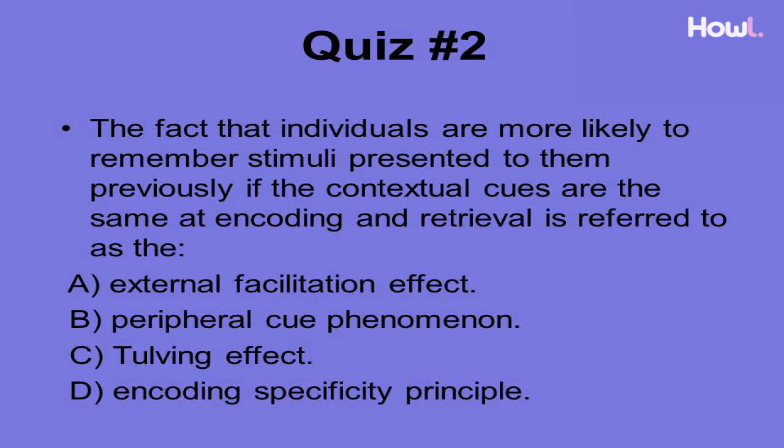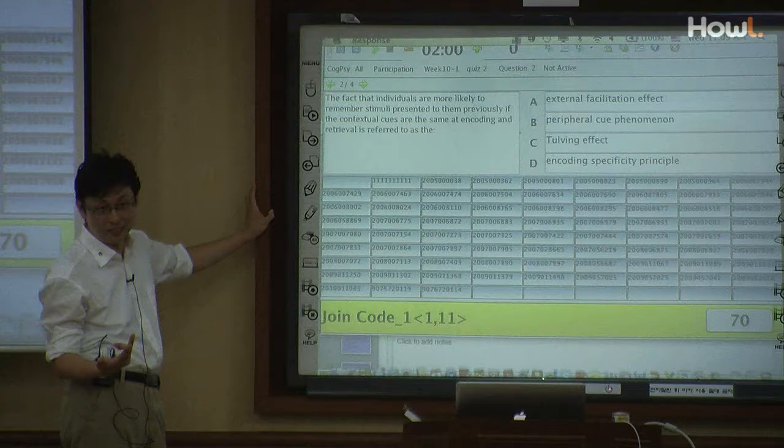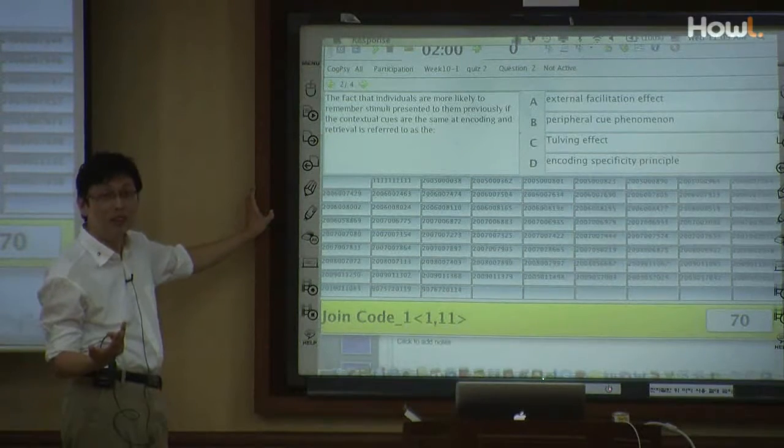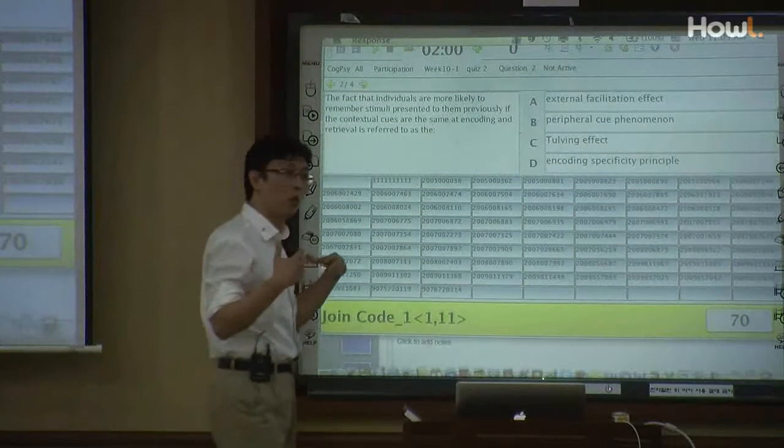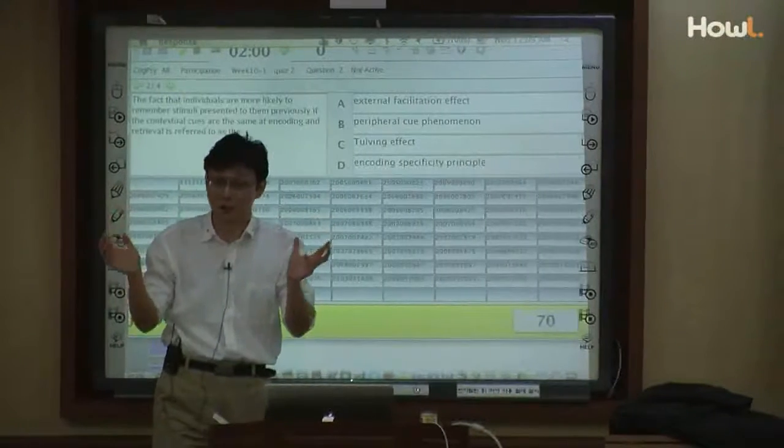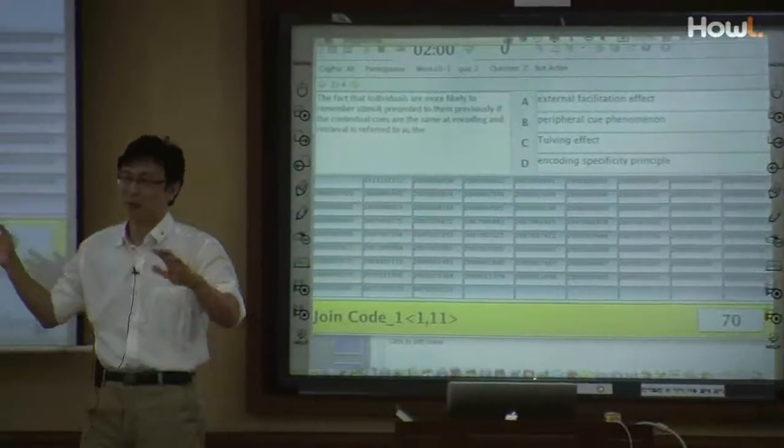Okay, second question, can you read it? The fact that individuals are more likely to remember stimuli presented to them previously if the contextual cues are the same at encoding and decoding is referred to as what? Very simple. If you remember some words in a dry environment, let me make it simple.